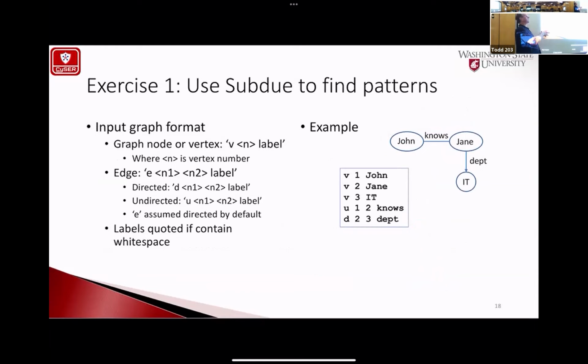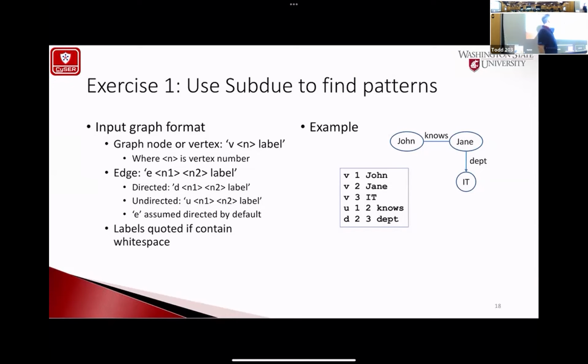But first, let me describe a little bit about what you're going to see. So if you want to do this on your own, you had some data and you want to represent it as a graph, then you're going to have to decide what the nodes or the vertices are, what the edges are, and you may need to decide whether the edges are undirected, meaning John knows Jane and Jane knows John, or they're directed, meaning that Jane works in the IT department, but the IT department doesn't work for Jane, something like that. So some relationships are undirected, some are directed.